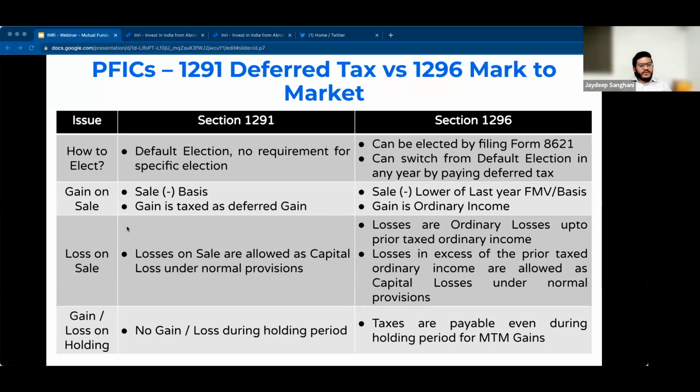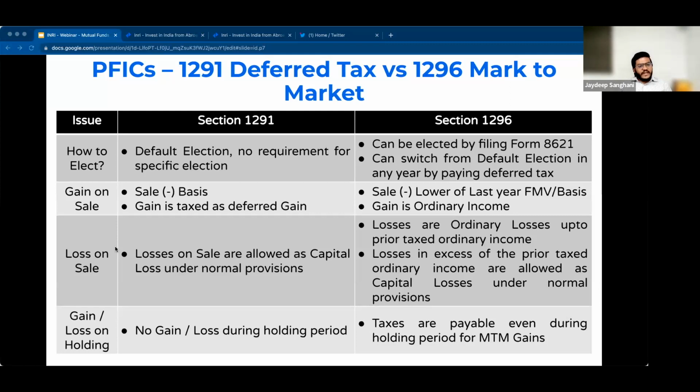Now, what happens to losses? Losses on sale. For 1291, those losses are allowed under the normal provisions. You will have never recognized the income, but the losses will be allowed under normal provisions as capital losses. It could be long-term or short-term. If more than 1 year, it would be long-term. For 1296 election, that is the mark-to-market election, losses will always be ordinary losses, but only allowed if you have previously been taxed for ordinary income. If you do not have any ordinary income recognized in previous years, then no losses will be allowed.